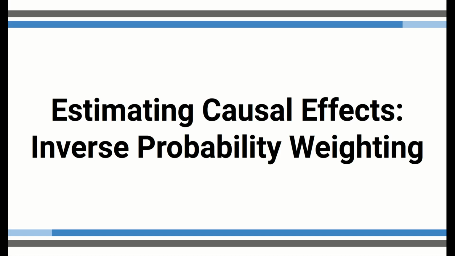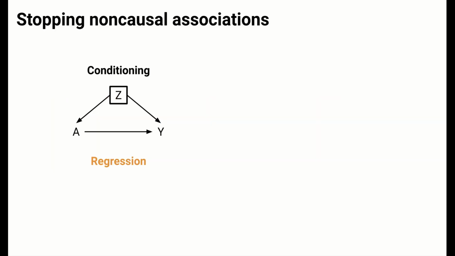In this video, we'll discuss another method for estimating causal effects from data, called inverse probability weighting. We've talked about regression, which conditions on variables to block non-causal paths. This is one way to remove the undesired, non-causal parts of observed associations between treatment and outcome. Another way is to effectively alter non-causal paths so that they no longer carry unwanted associations.